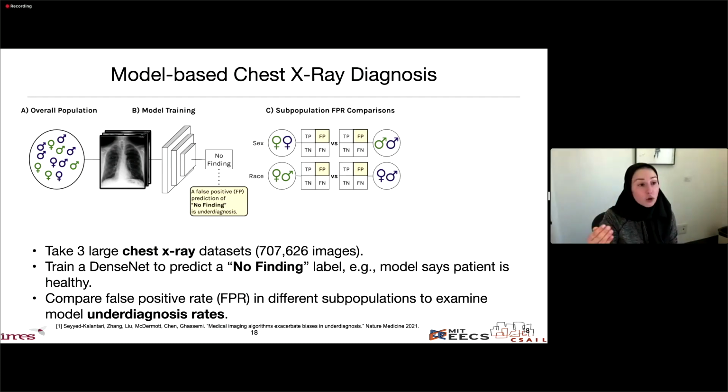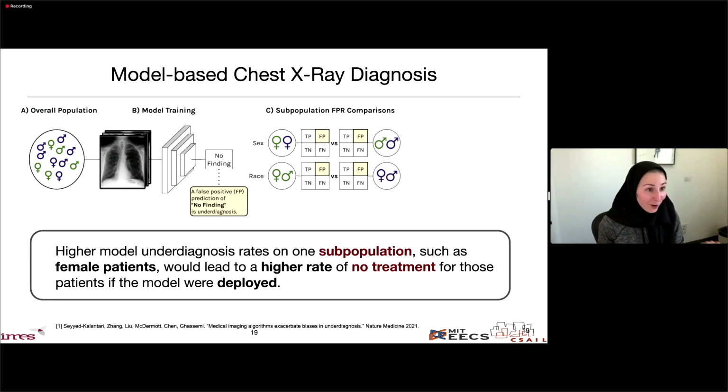Because if I falsely positively say that more women are healthy, then that would lead to a higher rate of women who are in this emergency situation getting sent home when actually they have a condition and they should stay and see the doctor. And so that's what we're going to compare. So we train this model, 700,000 images.